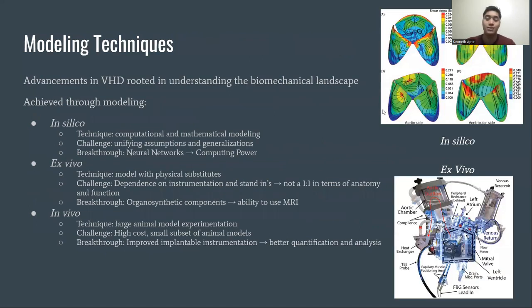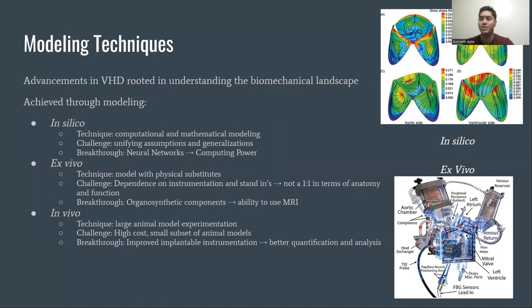So there are three different kinds of modeling. We have in silico, ex vivo, and in vivo. In silico, as you can see in the top right, is mainly just computer simulations to clearly understand the variables at play, like shear stress. Ex vivo is modeling anatomical and physiological systems with physical stand-ins. As you can see here, they would replace a heart with a linear piston.